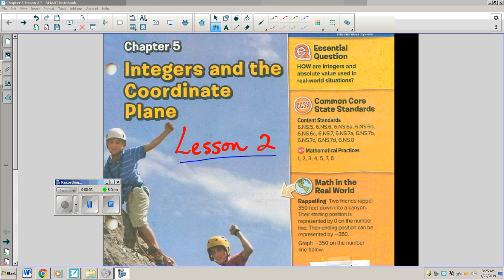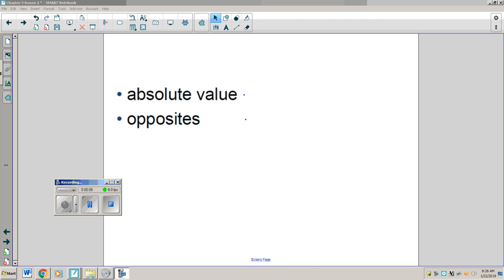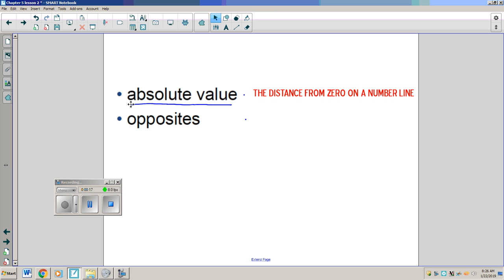Chapter 5, Lesson 2, we're going to start with vocabulary again. 2 words for this lesson. In your notebook, write down the word absolute value. Absolute value is the distance from 0 on a number line.